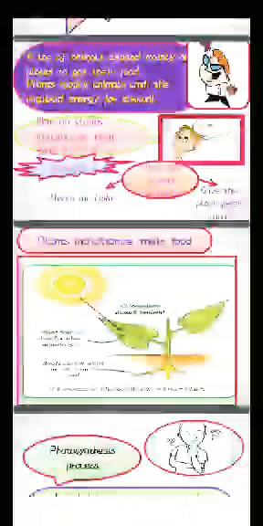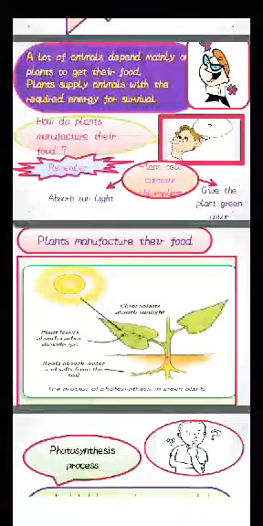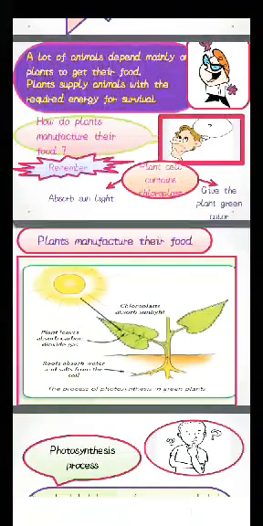Let's learn about the photosynthesis process. What is meant by photosynthesis process? Plants need sunlight to make their own food during the photosynthesis process. Plants need three necessary factors to make their own food. Number 1, leaves. Leaves absorb sunlight and absorb carbon dioxide gas from the air.